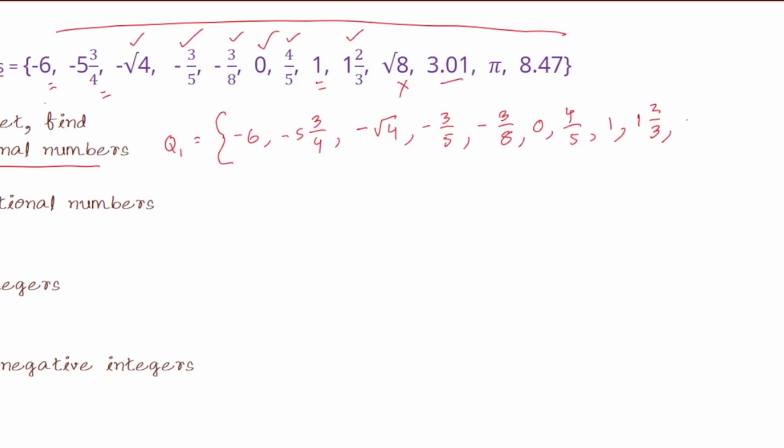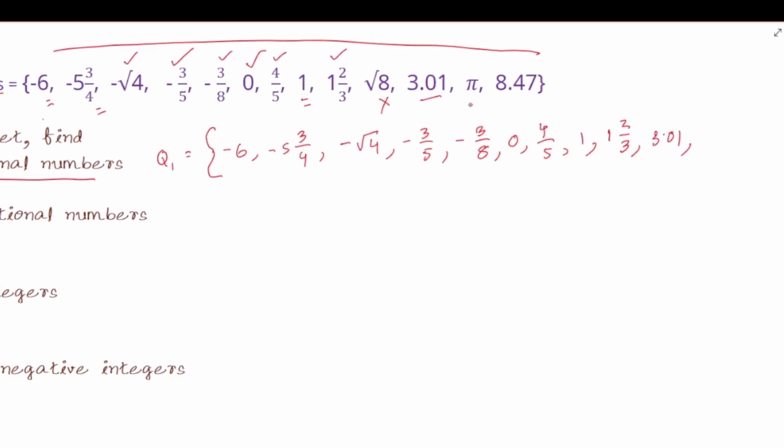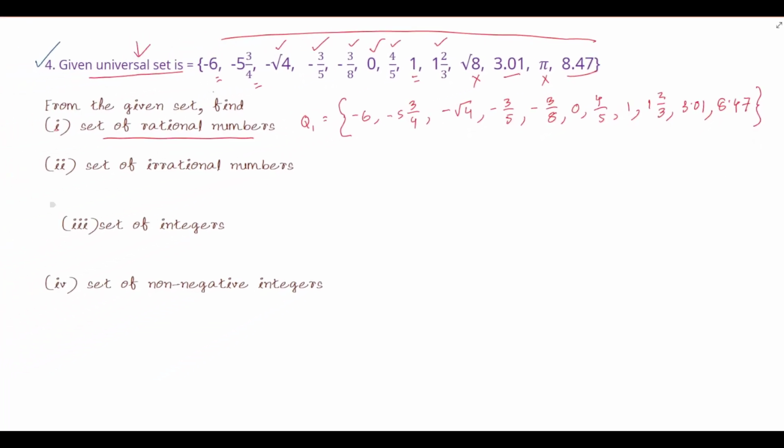3.01 is a rational number. 3.01, this is a terminating decimal. Pi is not a rational number, a non-terminating, non-recurring decimal. And this is a terminating decimal, 8.47. So this is the subset of the universal set, and this set is the set of rational numbers derived from the given universal set.